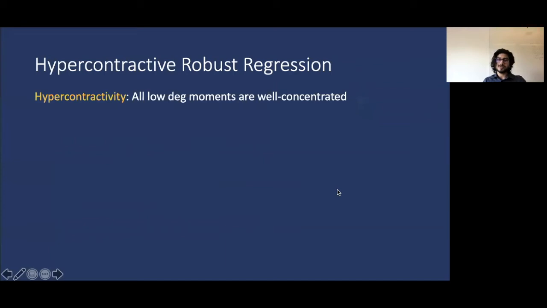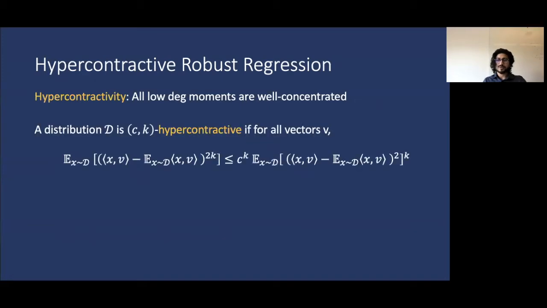One natural strengthening of the bounded covariance assumption is to consider distributions which are hypercontractive. In one line, these are the distributions for which the low degree moments are well concentrated. Now I'll define what hypercontractivity means a bit more formally. A distribution D is (C, k) hypercontractive if for all vectors v, the following inequality holds. It's a lot to parse, so let's parse it carefully.